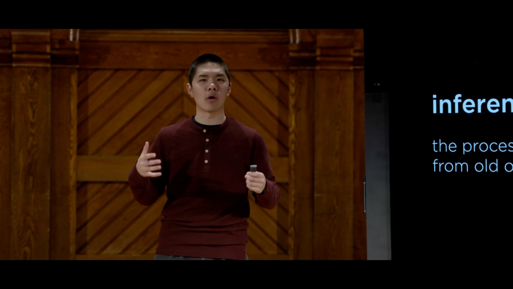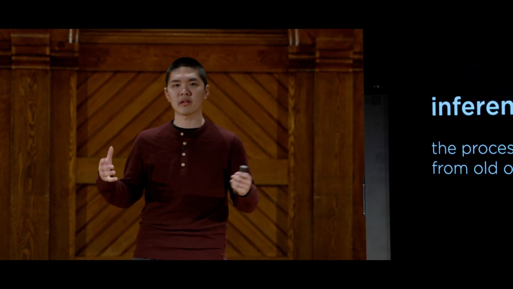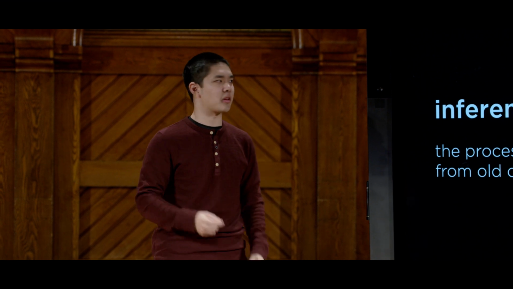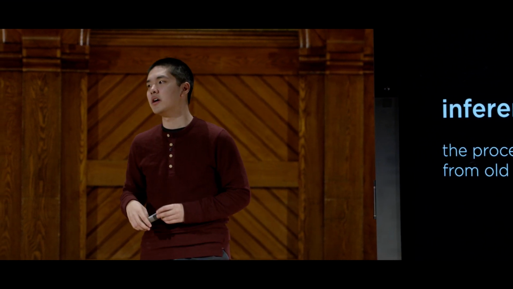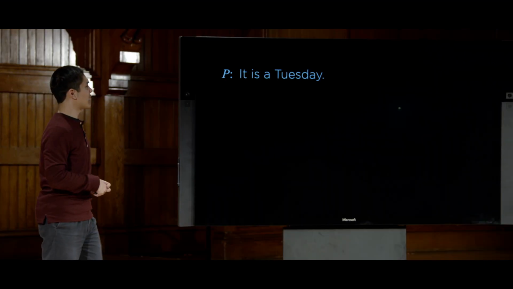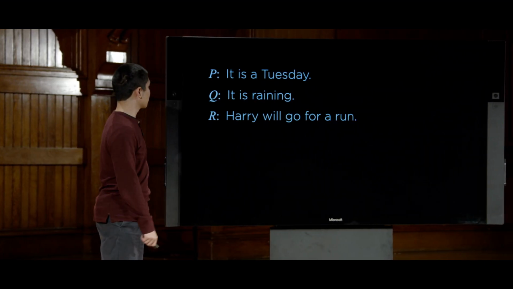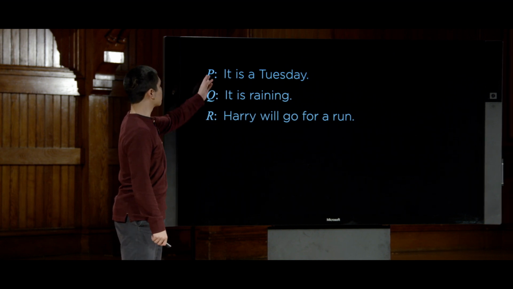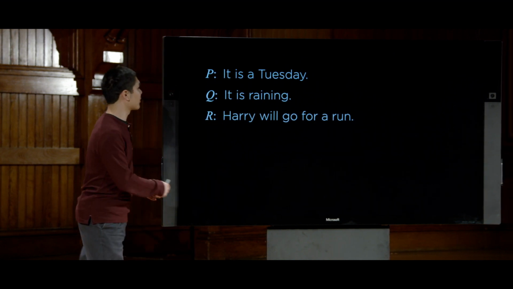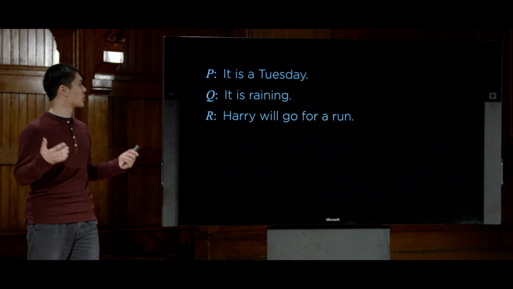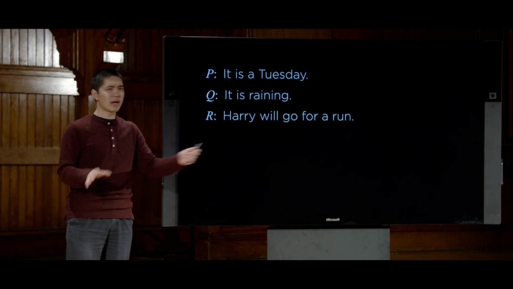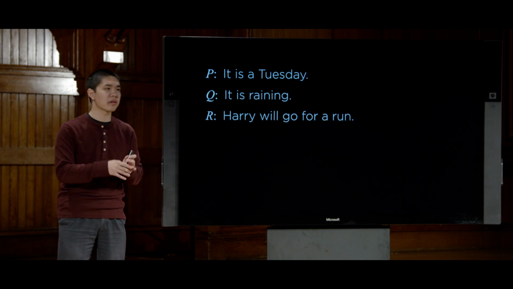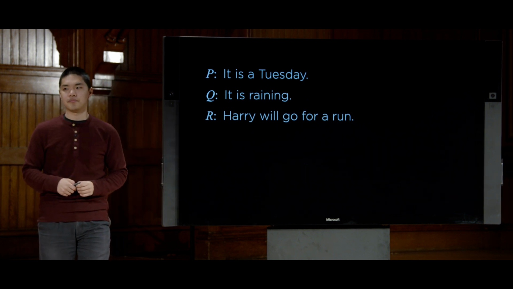So let's take a look at an inference example to see how we might go about inferring things in a human sense before we take a more algorithmic approach to see how we could encode this idea of inference in AI. And we'll see there are a number of ways that we can achieve this. Again, we'll deal with a couple of propositional symbols: P, Q, and R. P is it is a Tuesday. Q is it is raining. And R is Harry will go for a run. These are three propositional symbols that we are just defining to mean this. We're not saying anything yet about whether they're true or false. We're just defining what they are.